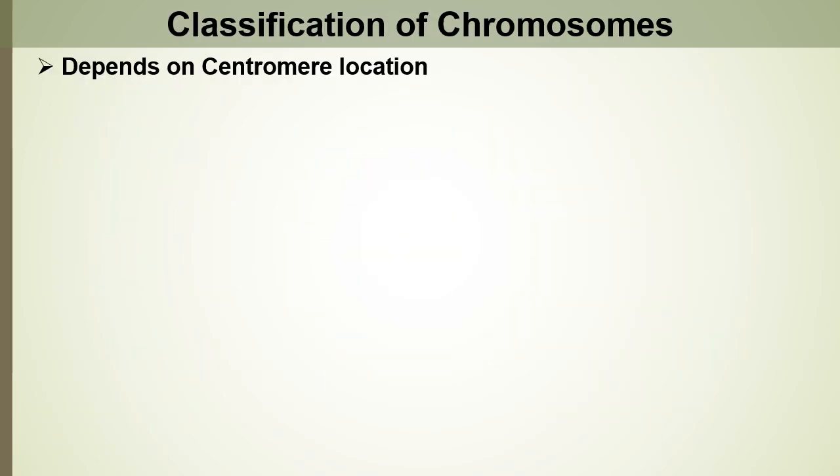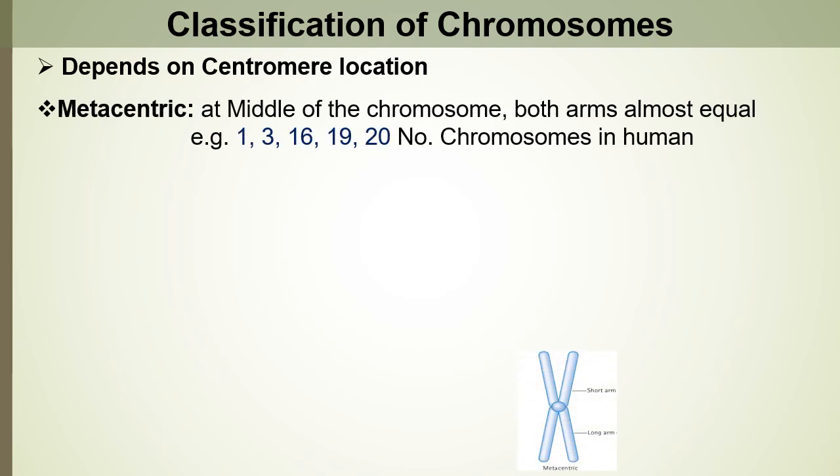Depending on the location of centromere, human chromosomes can be classified into three groups. When the centromere is located in the middle with both arms being more or less equal in length, the chromosome is called metacentric. In human karyotype, chromosome 1, 3, 16, 19 and 20 are metacentric or near metacentric.